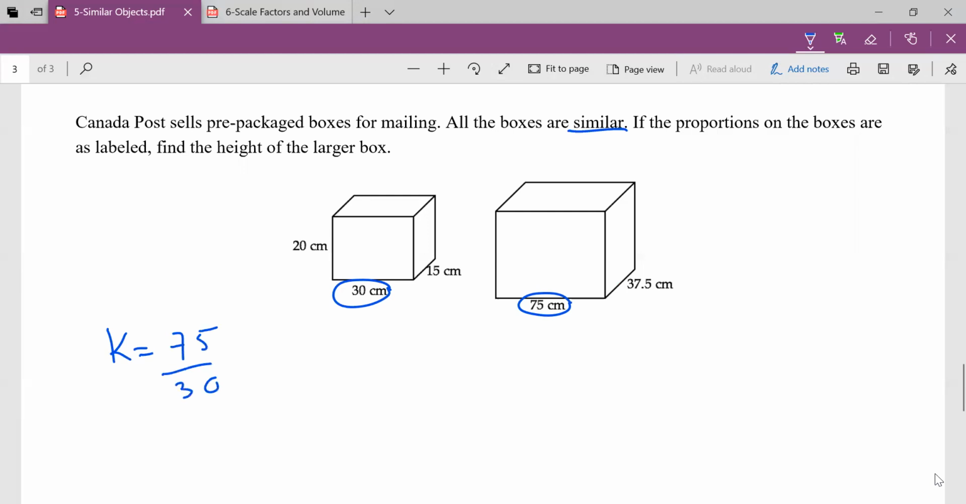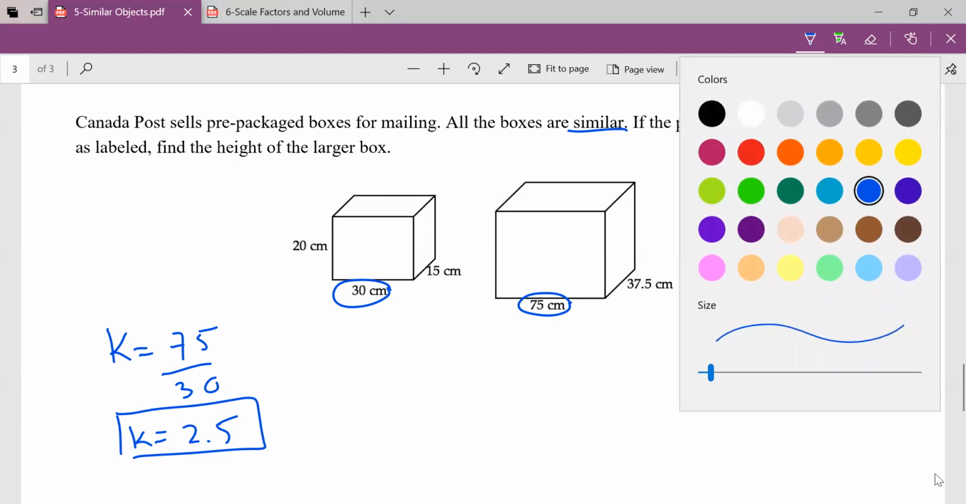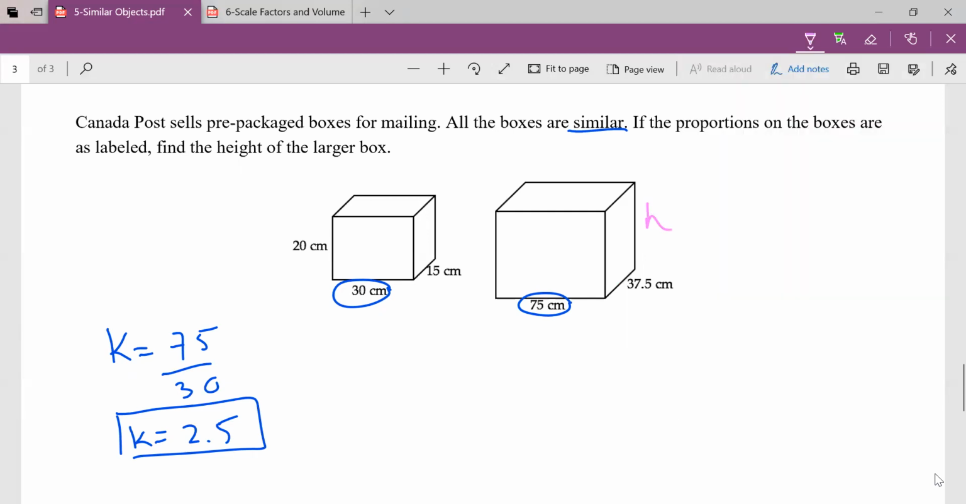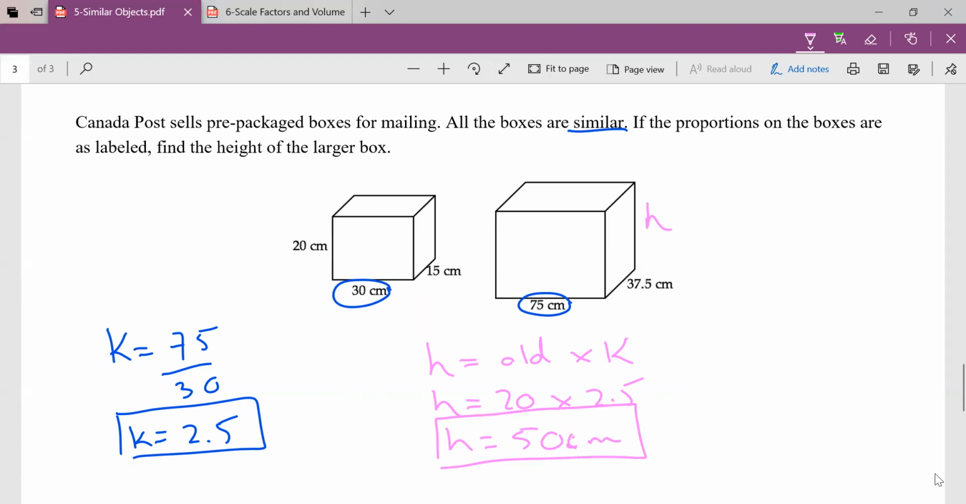So 75 divided by 30. When I do that, I get a scale factor of 2.5. The measurement we're missing is this one right here, the height. To find my height, my new height is equal to my old height times my scale factor. So my new height is my old height of 20 times my scale factor of 2.5, which gives me 50 centimeters. Because these boxes are similar, I just multiply by the scale factor and I am set.